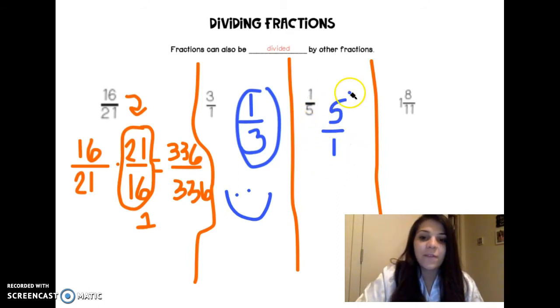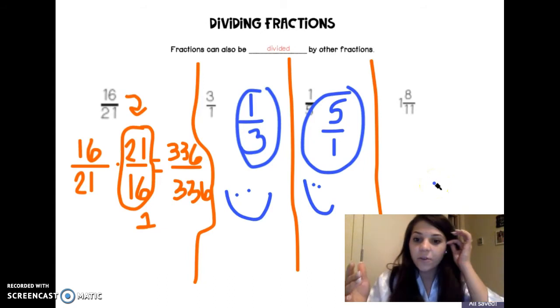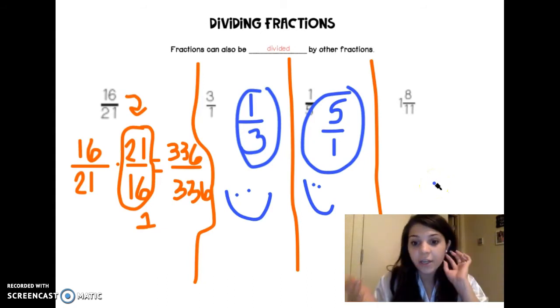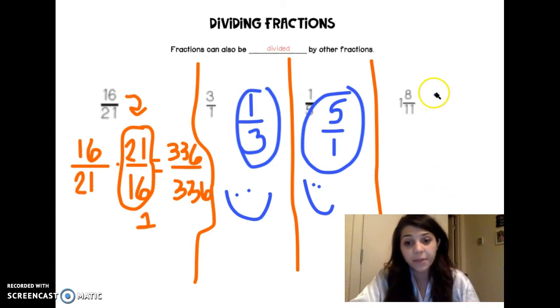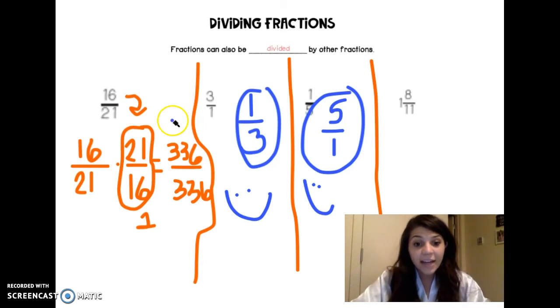So if you got 5 over 1, give yourself another big fat smiley face, just like that. All right, and this last one, if you sat here and scratched your head and got super confused and put something like 1 and 11 over 8, I'm super sorry, but that is not right. I'm going to teach you really fast how to do that in case you get a little bit confused.